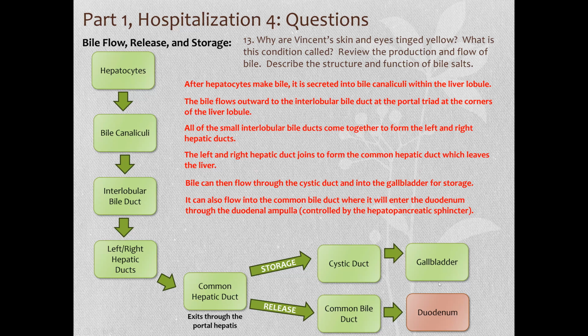Also notice that you can also take bile that was previously stored in the gallbladder and move it back out through the cystic duct and then through the common bile duct and into the duodenum for release.